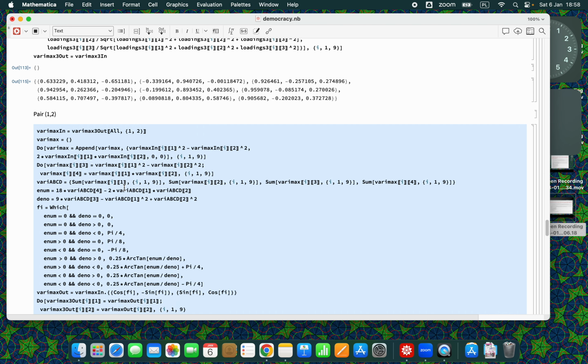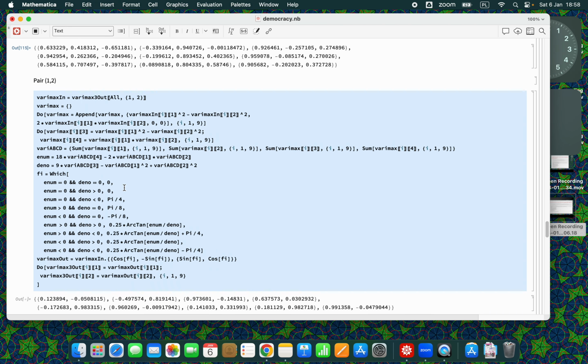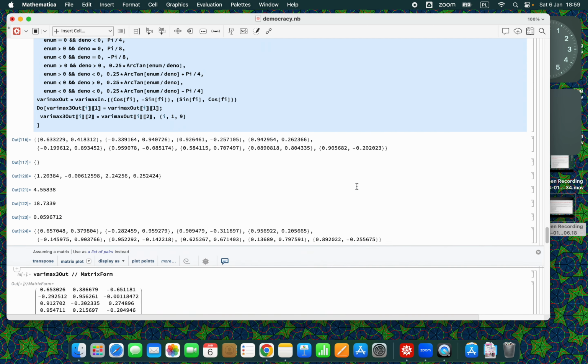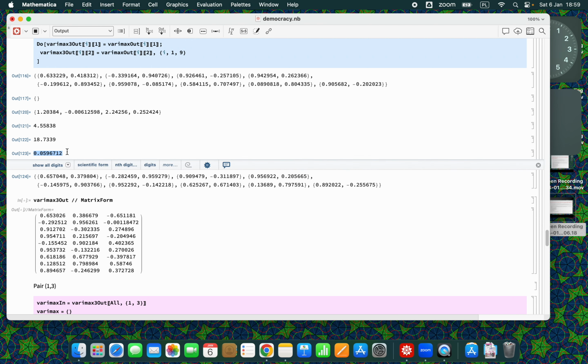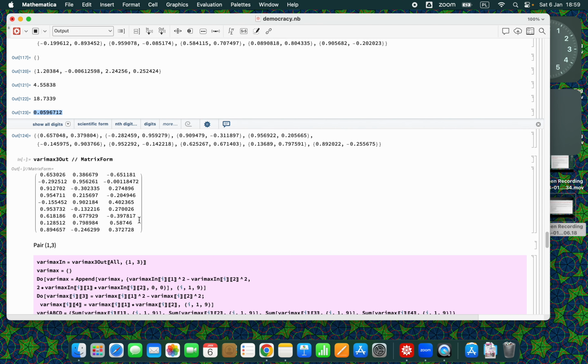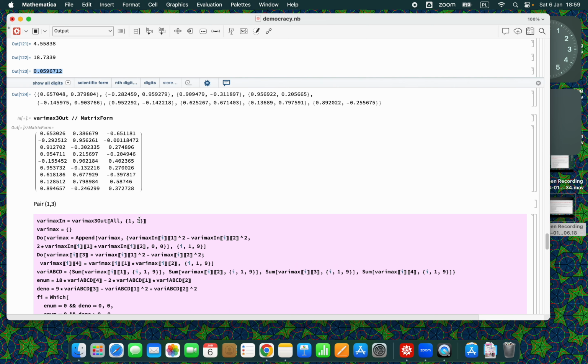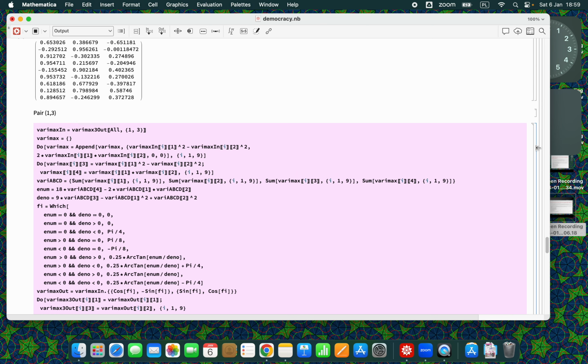Okay, so I start with the first Varimax. Yeah, look at the angle. Oh, the angle here is not very big. Then we do 1, 2.